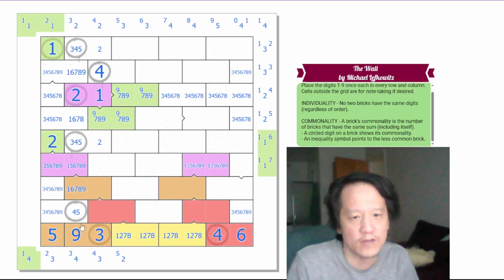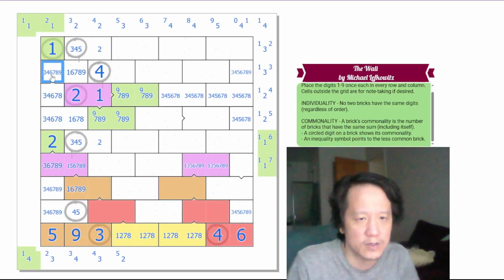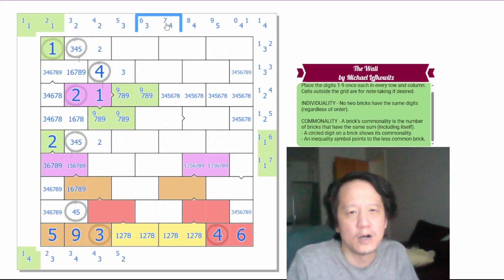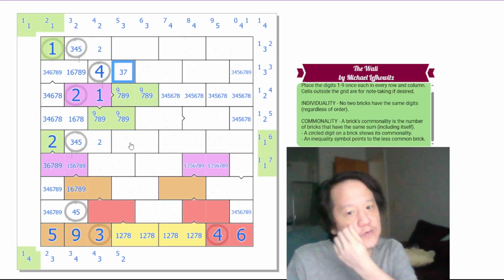This is 4. 5 has to be with 4. So 5 can no longer be here. 5 can no longer be here. 4 cannot be with 6. So 4 can be with 3 here. Or 4 can be with 7. So this is 3 or 7.